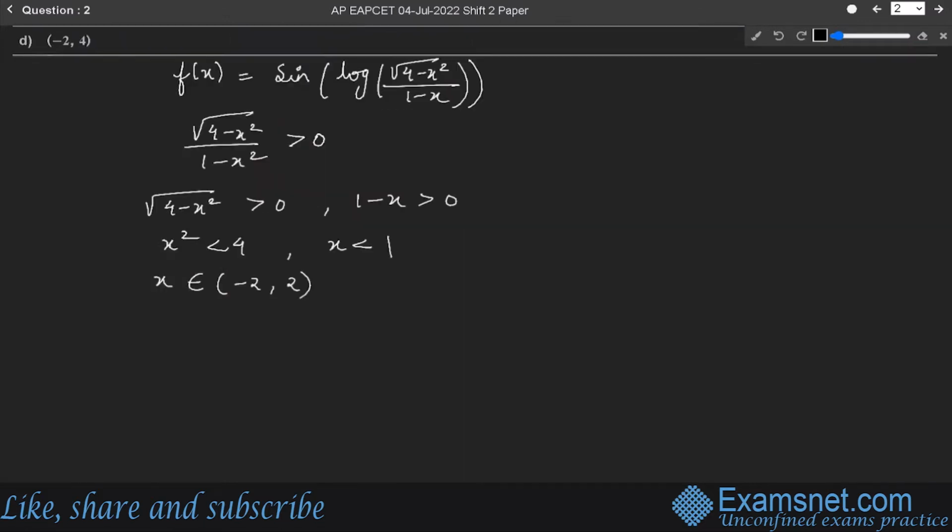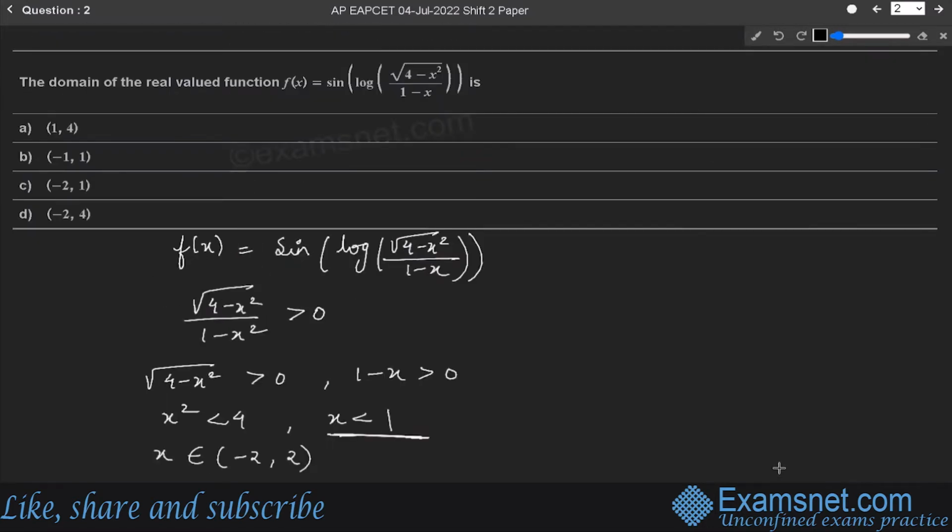So let us see it on the number line. This is minus 2 and this is plus 2 and this is 1. Since x is less than 1, x should be in this particular area, which is between minus 2 and 1. So we can say that x will belong to minus 2 and 1. Therefore, out of all the options, option number C is correct, which is minus 2 and 1.